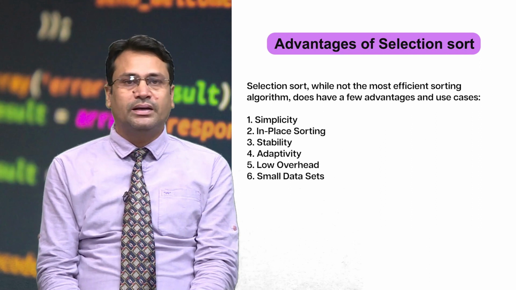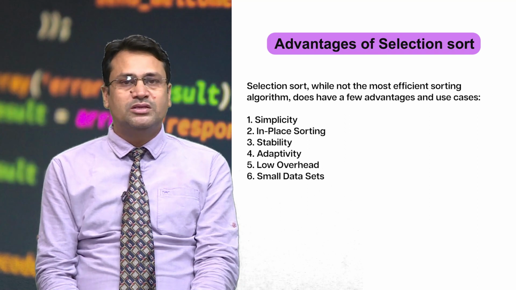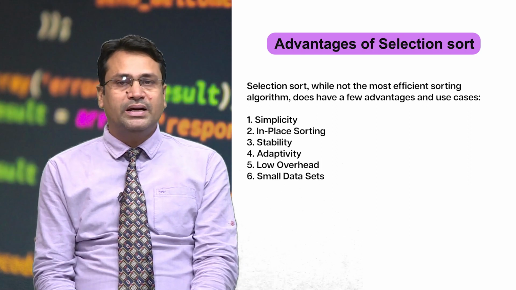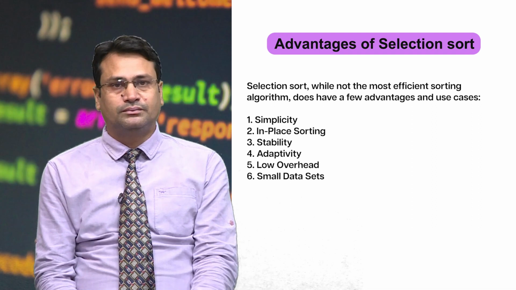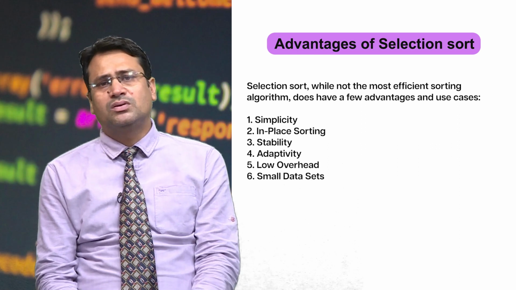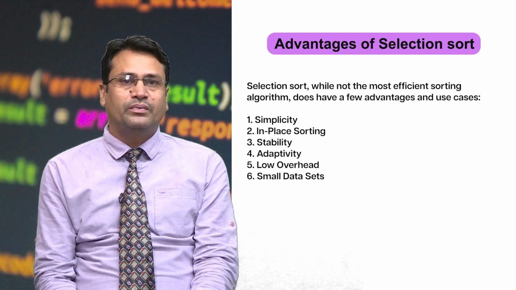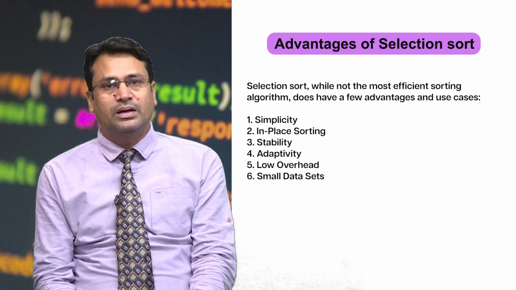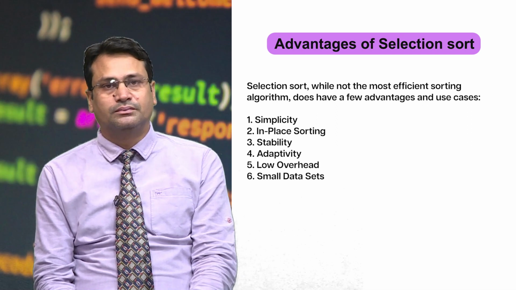The second advantage is in-place sorting. Selection sort is an in-place sorting algorithm, which means it does not require additional memory to sort the data. It operates directly on the input array or list, making it memory efficient. The next advantage is stability. Selection sort is a stable sorting algorithm. It means it preserves the relative order of equal elements. If maintaining the original order of equal elements is important in your application, selection sort can be a good choice.